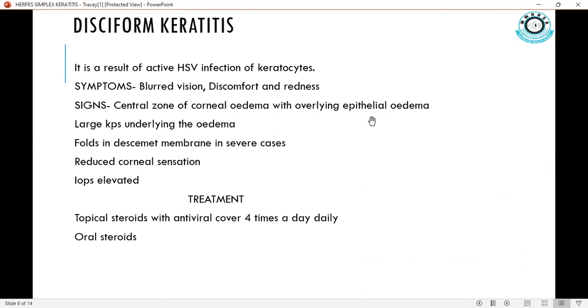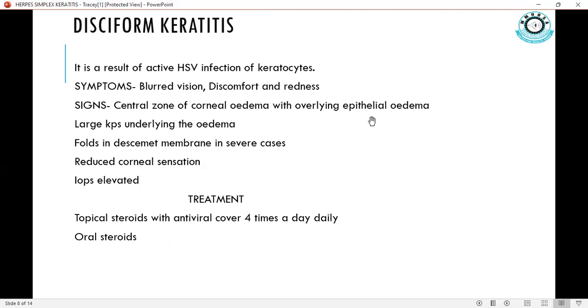So the next we'll be seeing what we call disciform keratitis. This is as a result of active HSV infection on the endothelium, or it can be a hypersensitivity reaction to the viral antigen in the cornea. So we have the clinical features of disciform keratitis. From the symptoms, the patient will complain of blurred vision, and then there'll be discomfort, redness.